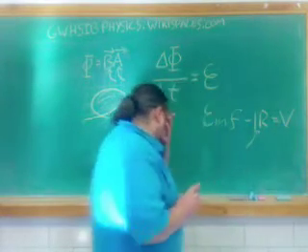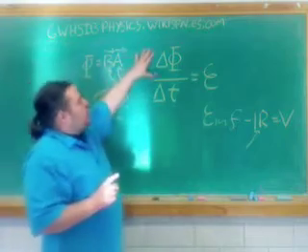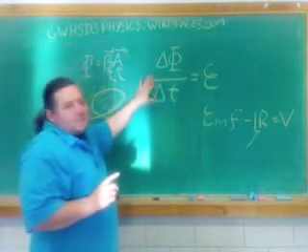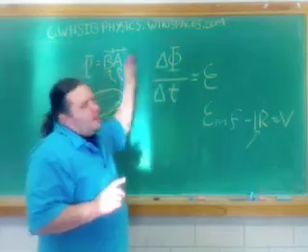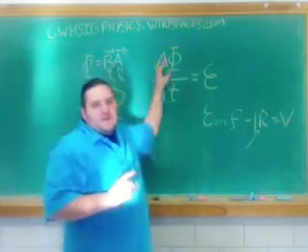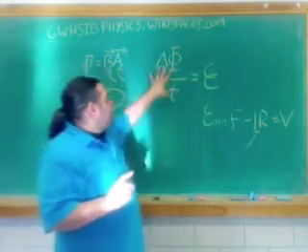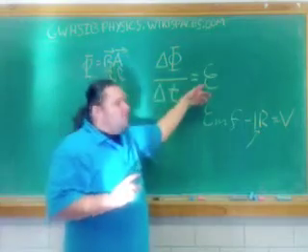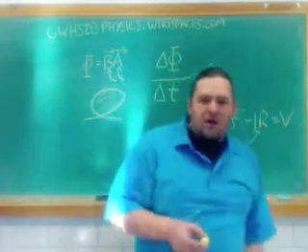Okay? Now, this change in flux over the change in time, the rate at which the flux is changing, produces that voltage. So if it's a very fast changing flux, you're looking at a very big EMF.